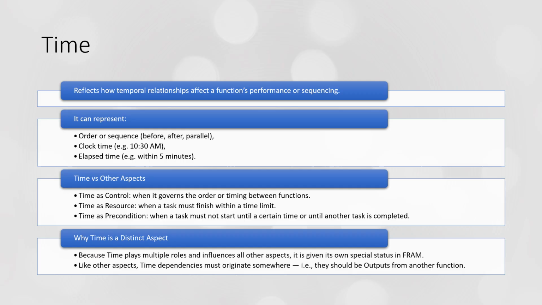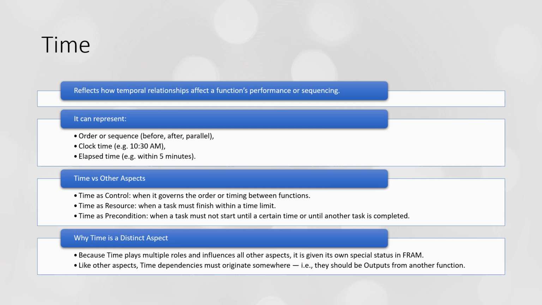Time is clearly a significant aspect. It reflects how temporal relationships affect a function's performance or sequencing. It can represent an order or a sequence, before, after, parallel, a particular clock time, 10:30 a.m., and a lapse time, within 5 minutes. Now, time clearly has conflicts and relationships with other aspects.